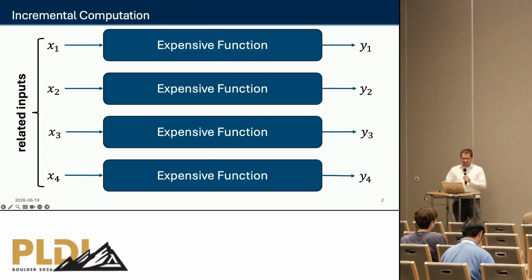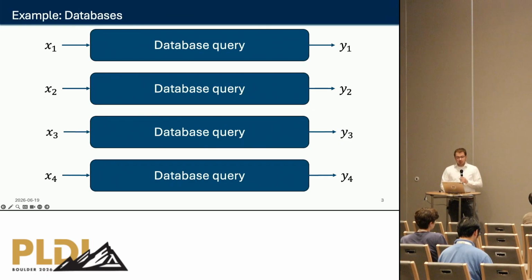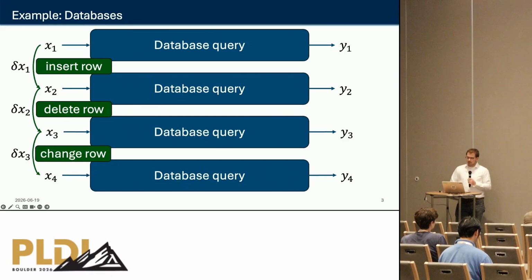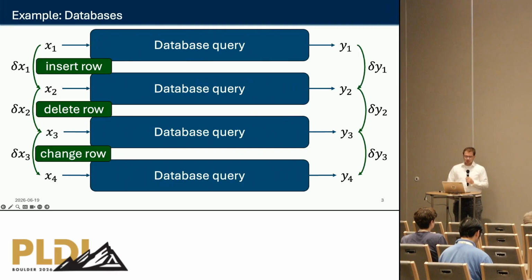So let me try again. In computer science, we often have an expensive function that we want to evaluate on many inputs. And in fact, these inputs are often related, so we can compute the outputs more efficiently than by evaluating the expensive function from scratch. And that's what the field of incremental computation is about. For example, the input may be a database, and the expensive function could be a database query. After making a small change to the database, such as inserting, deleting, or modifying a single row, we don't want to redo the whole computation, but we only want to do the necessary work to update the output.